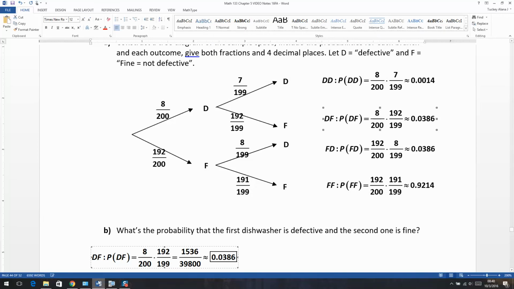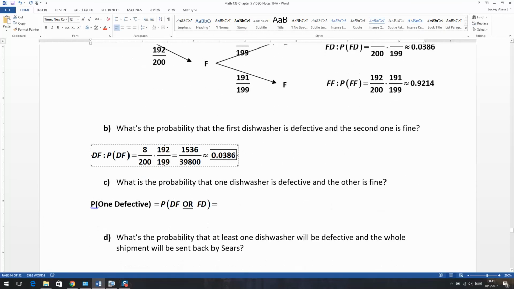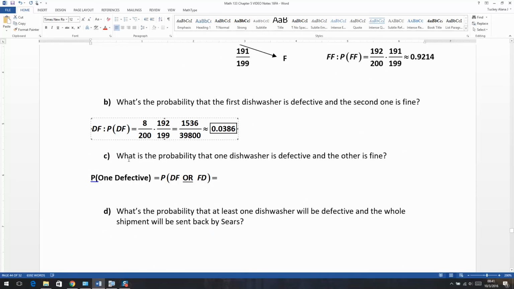Okay, so that's not bad. We already found that with the tree diagram. But that's a very different question than letter C. Letter C is, what's the probability that one dishwasher is defective and the other one is fine? Well, that's not saying the same thing. This, in problem part B, said the first one was defective. It was very clear.